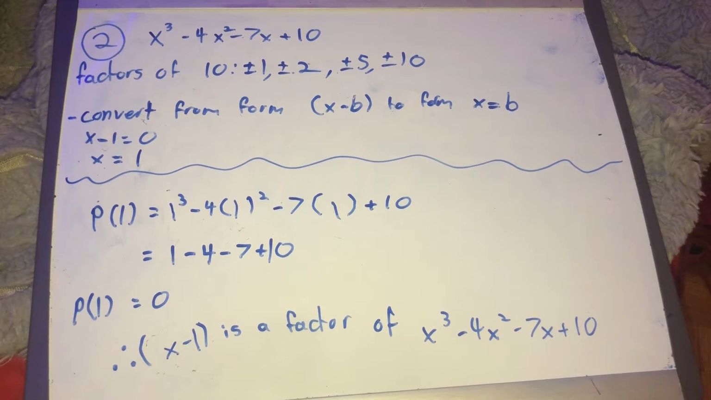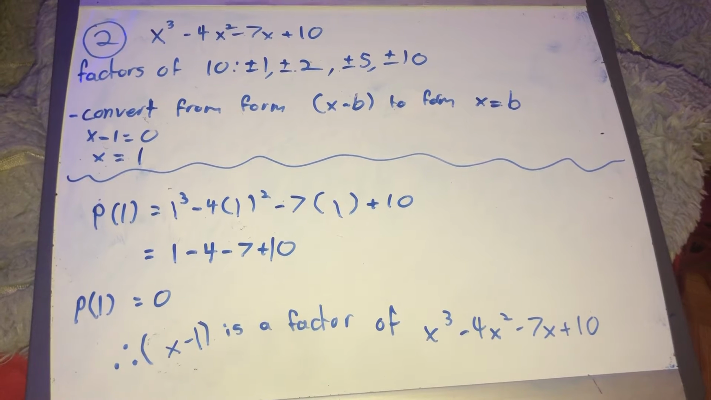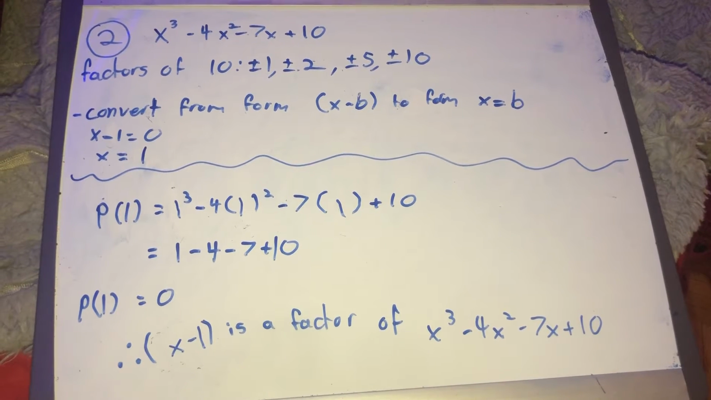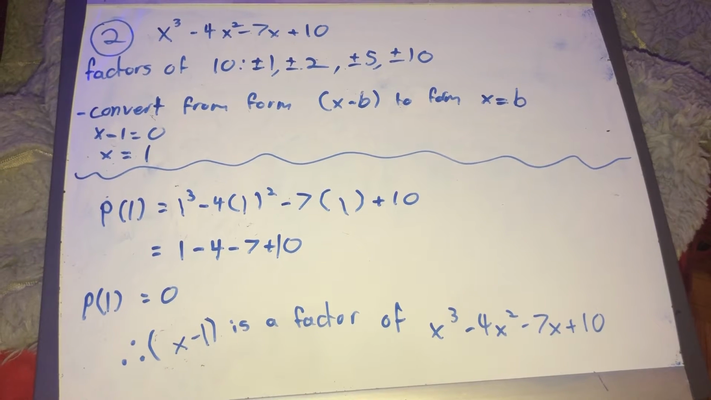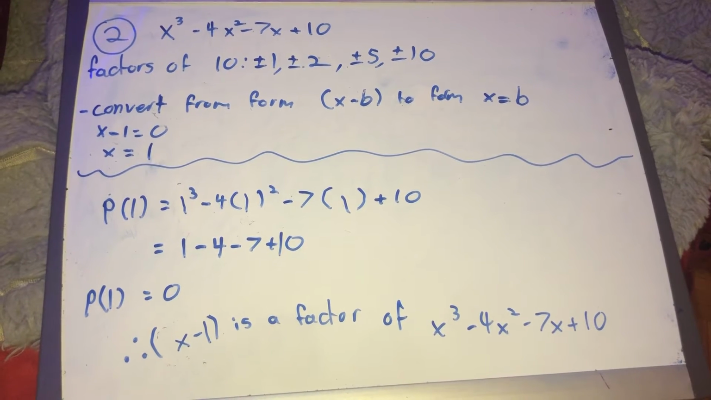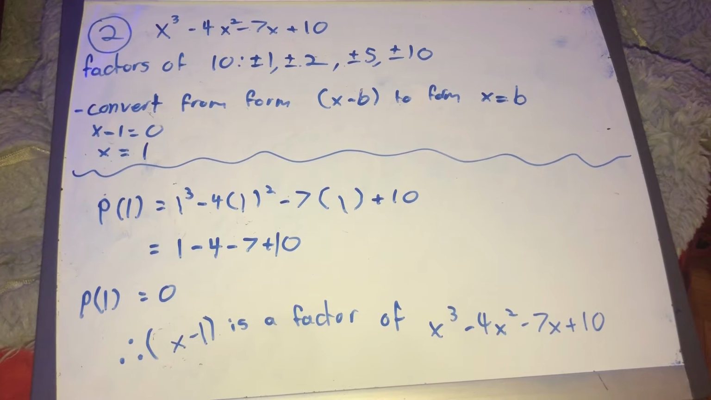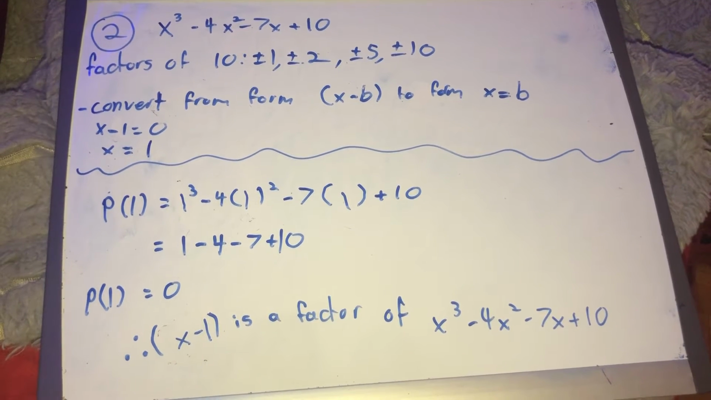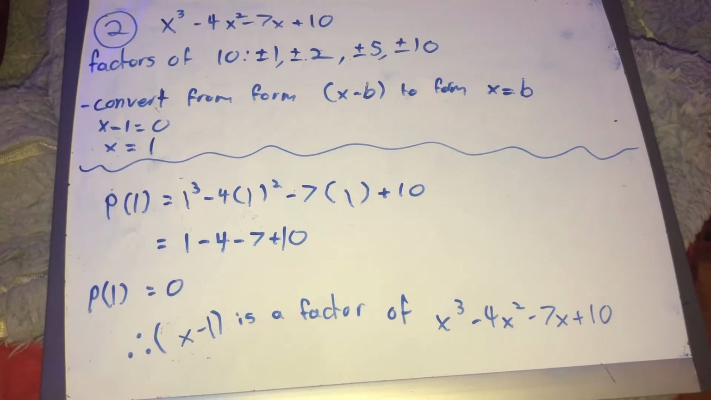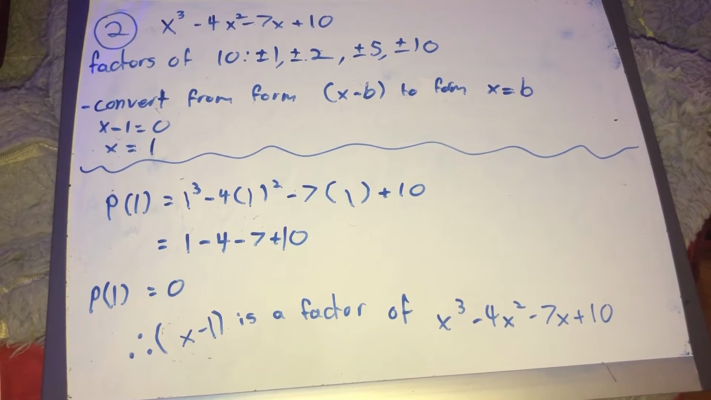So I'm going to choose the factor negative 1. So originally this is in the form x minus 1 is equal to 0, which means that when we convert it, it becomes x is equal to 1. B represents the value that we will substitute into the polynomial. In order for one of these terms to be a true factor of the polynomial, the sum must be 0 after its placement into the equation.